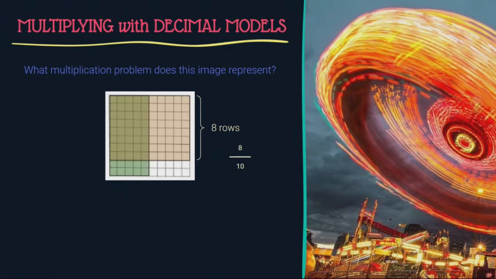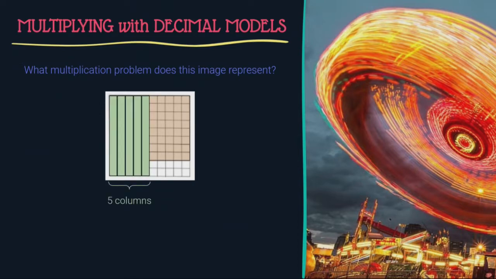I think fractions allow us to see parts out of wholes. That's 8/10. We have 5 columns shaded. It's that light green color. So that would be written as a fraction, 5 out of 10 columns are shaded green, 5/10.